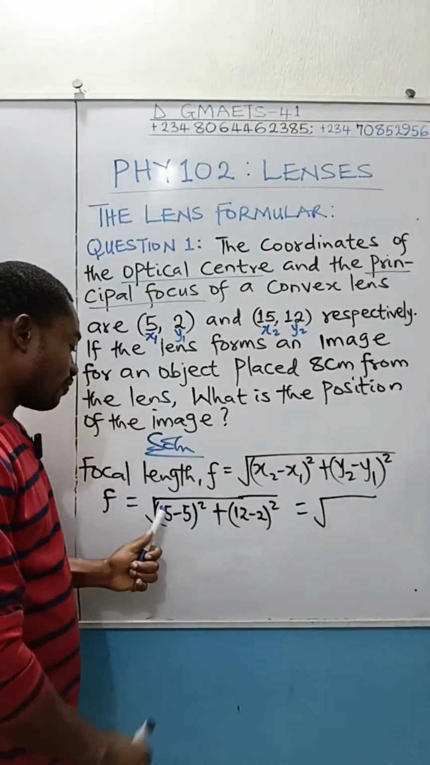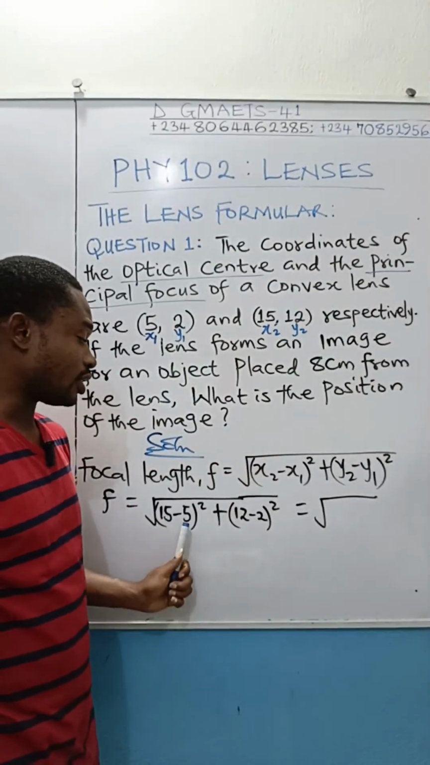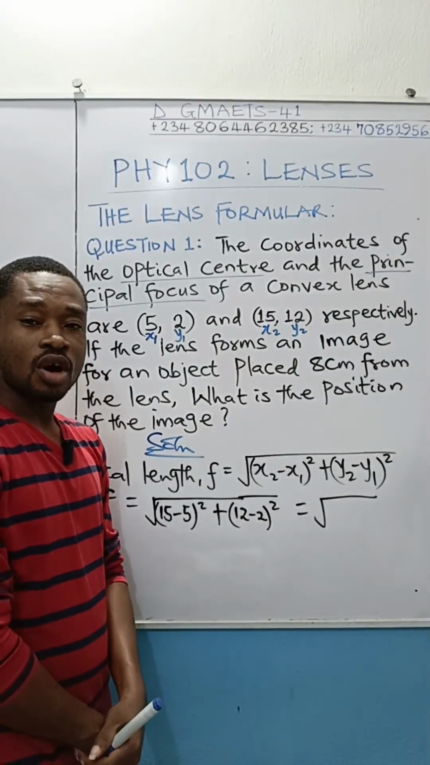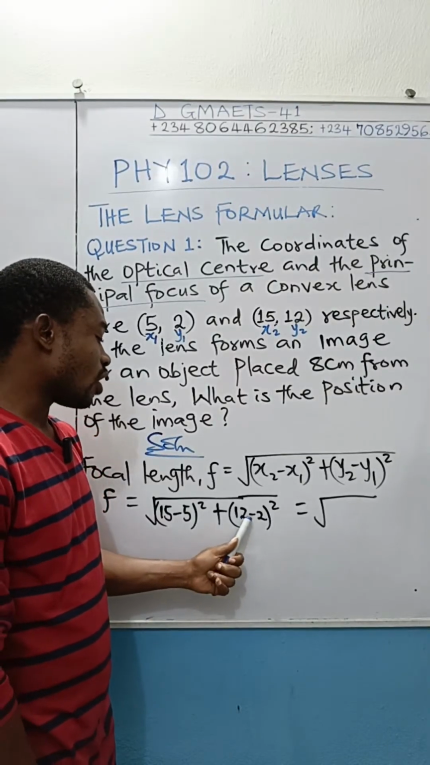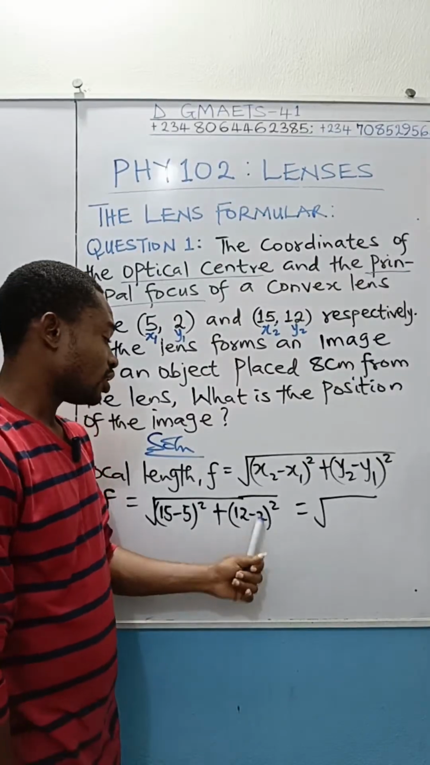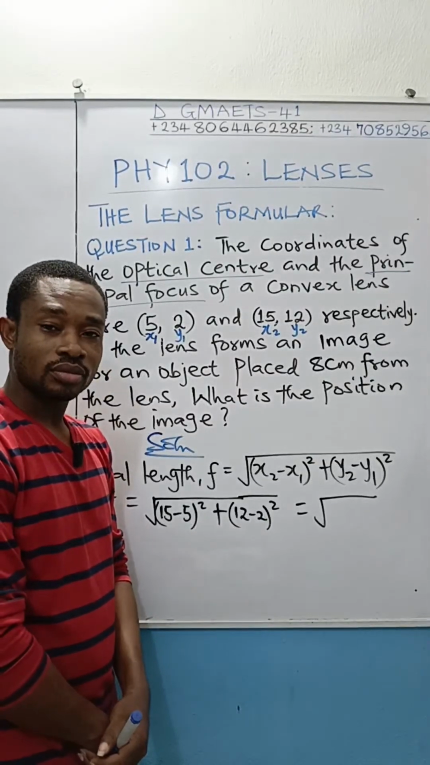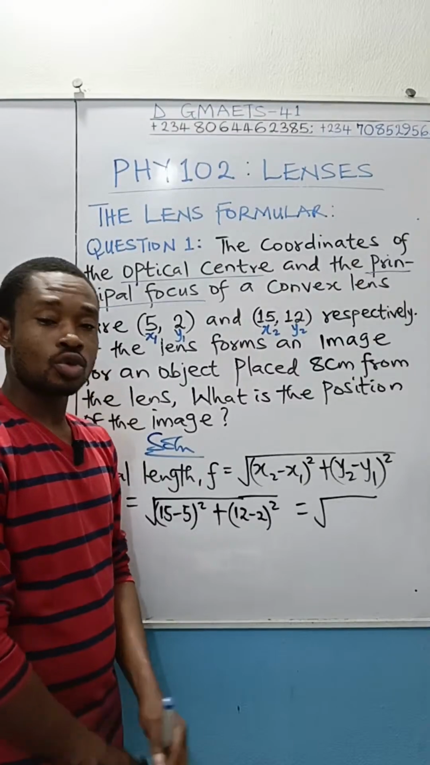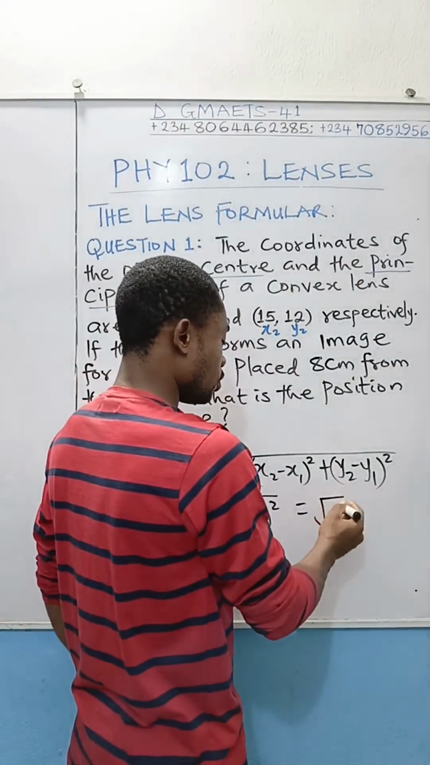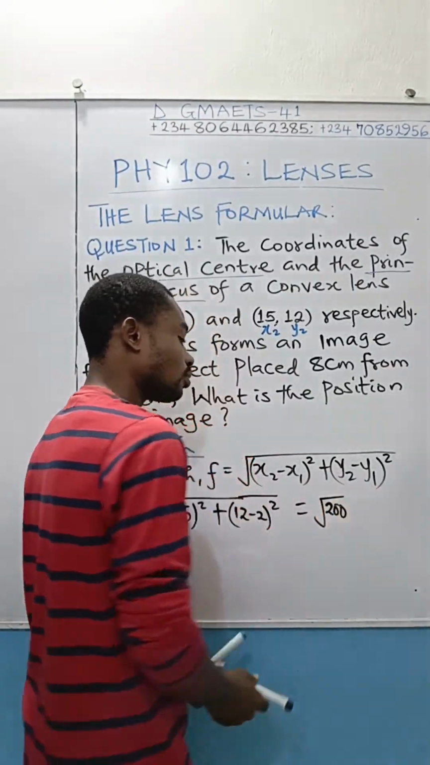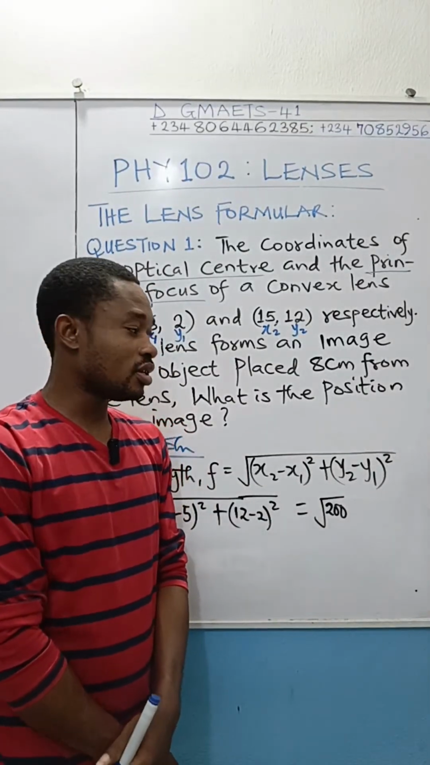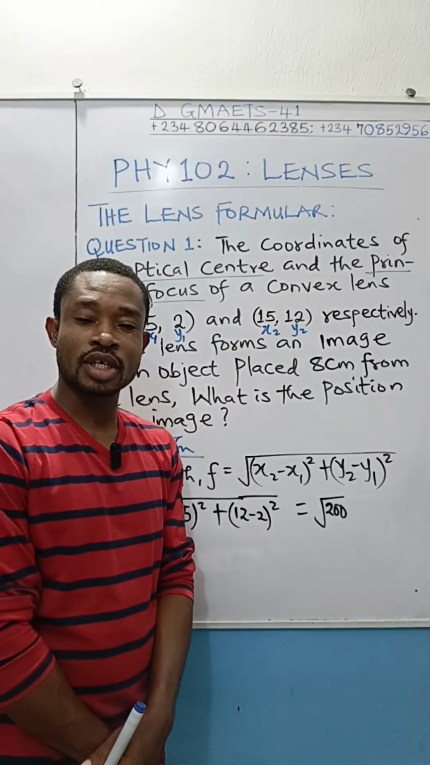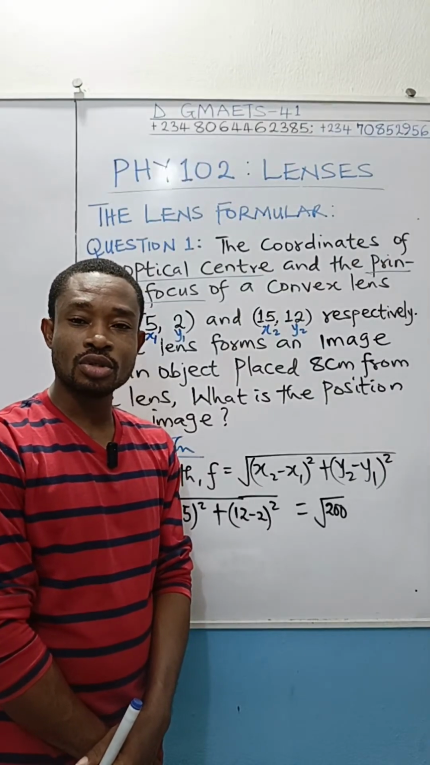15 minus 5 is 10. 10 squared gives you 100. Then 12 minus 2 will give you 10. 10 squared will give you 100. 100 plus 100 will give you 200. So this is square root of 200. And with this, you can find the square root of 200, which is 10 root 2.